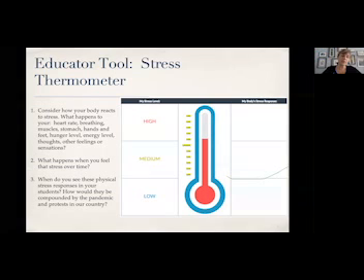So again, this is a tool, try it out with your students, because it's a lot easier for us as adults to identify when we're stressed. It's much more challenging for kids to know how to identify when they are actually stressed.